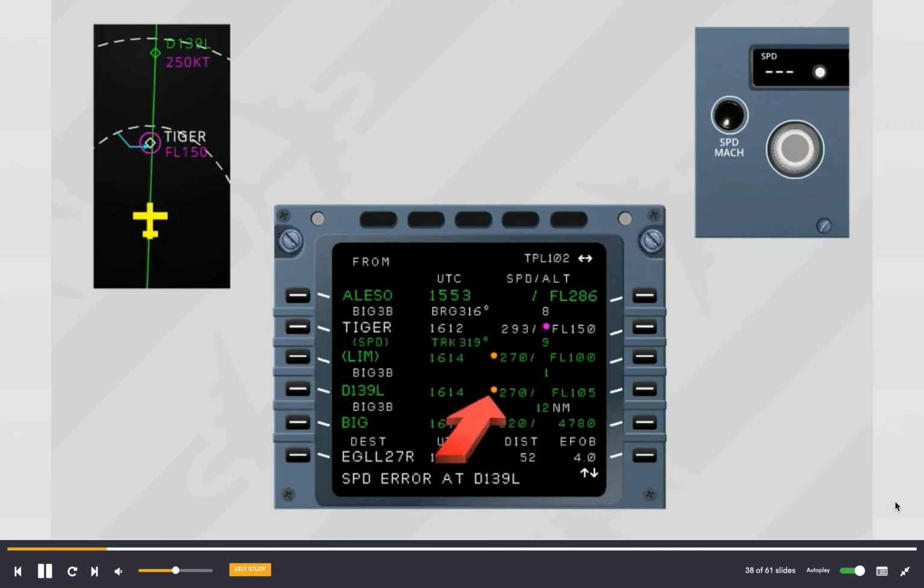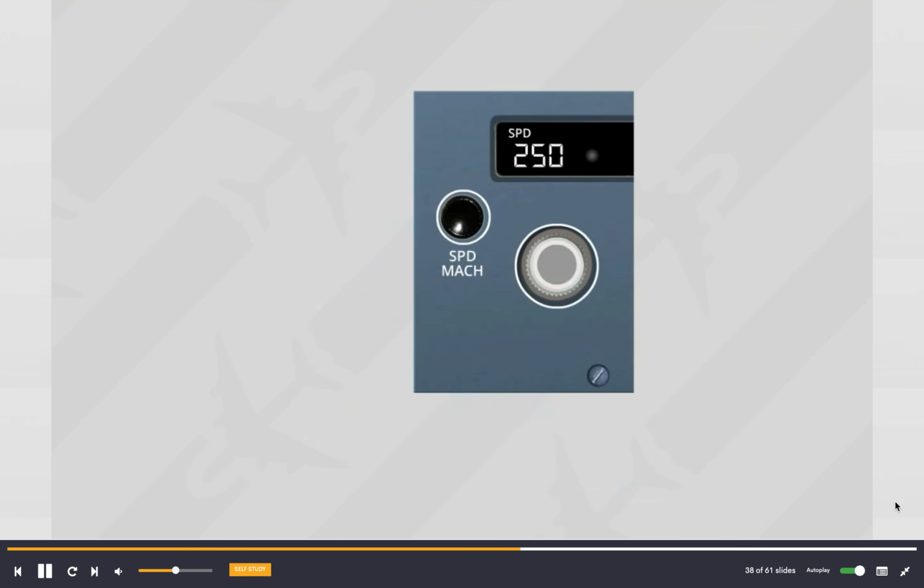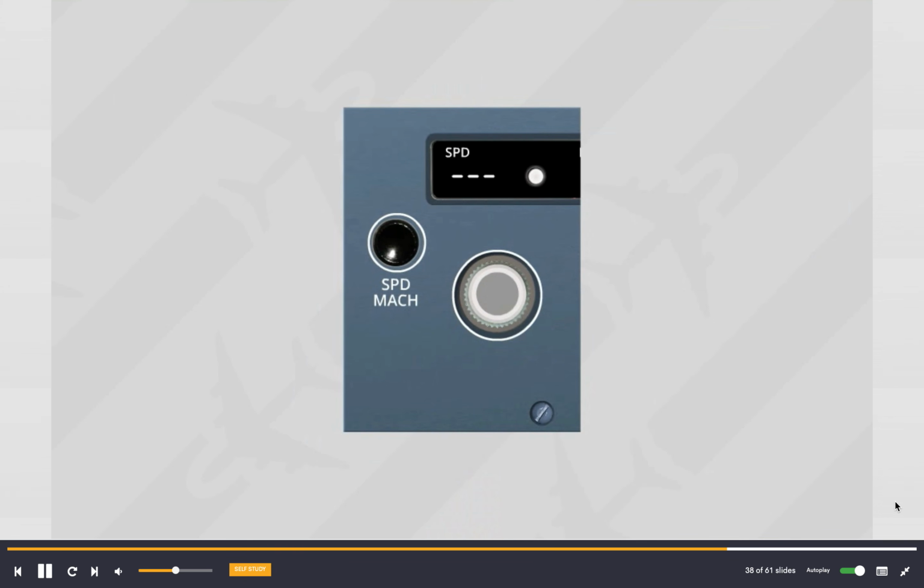If a speed constraint is predicted to be missed by more than 10 knots, select an appropriate speed. Resume managed speed when the aircraft is back on the descent profile.